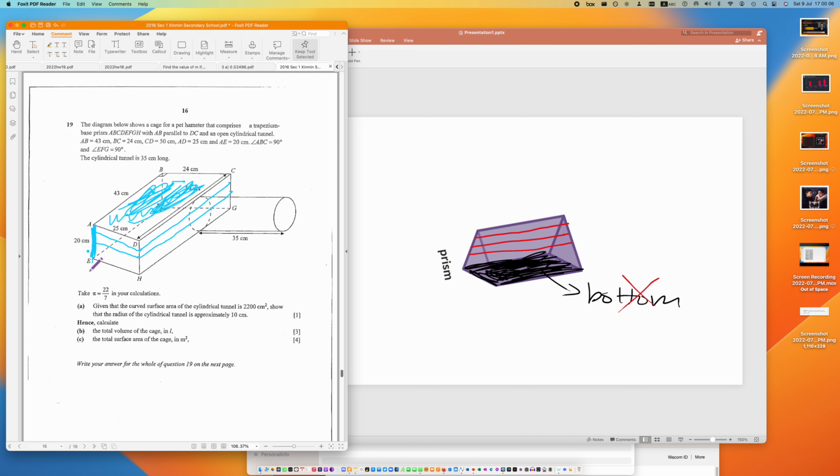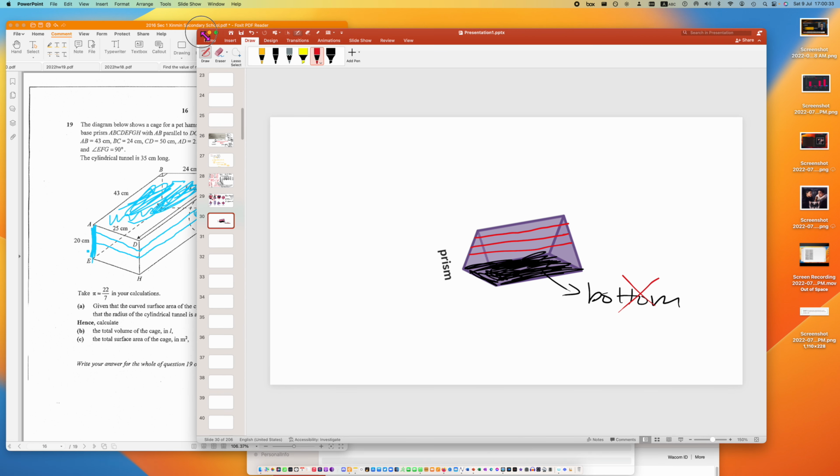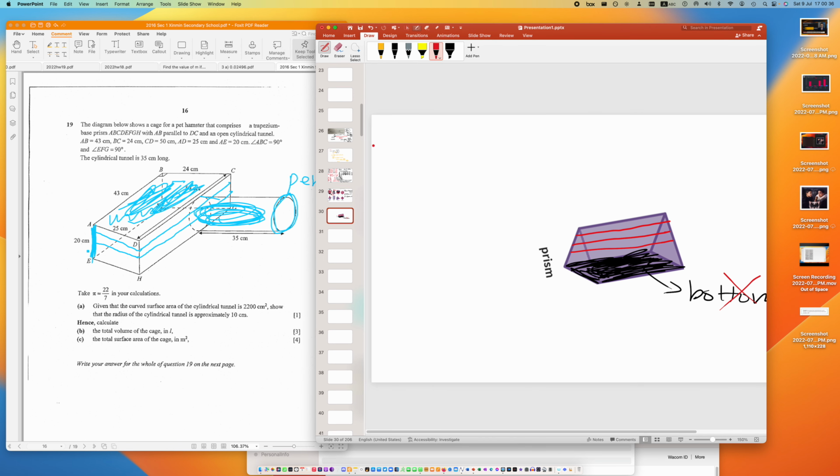So they ask what? Given that the curved surface area of the cylindrical tunnel, that means just this piece, the curved surface, this part only, the curved surface area is 2200. So in a way the curved surface is given by the circumference, or perimeter, of this times the 35. So in a way it's 2200 divided by 35. That will give me the perimeter of the circle, which is this.